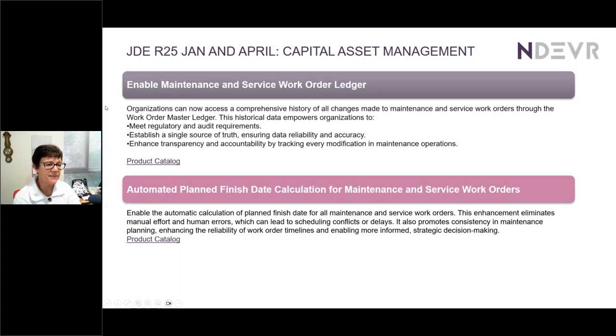The second enhancement in capital asset management that has been delivered is the automated planned finish calculation for maintenance and service work orders. So basically what it does is it takes the planned start date, compares the estimated hours and the downtime hours, and selects the greater of those values. It converts that into days, and then adds it to the planned start date, and thereby comes up with a planned finish date for you. That's the automated planned finish date for maintenance and service work orders.